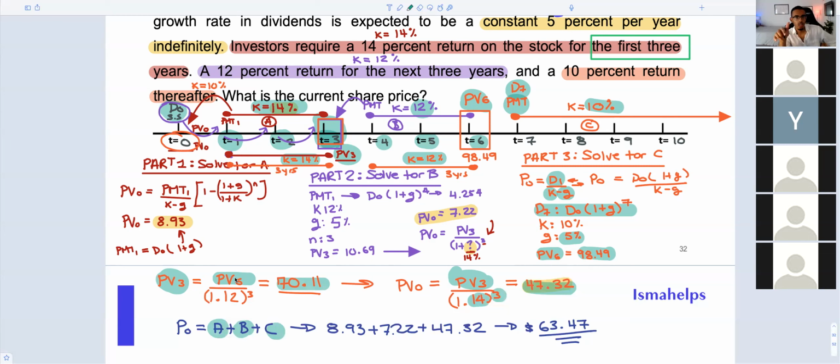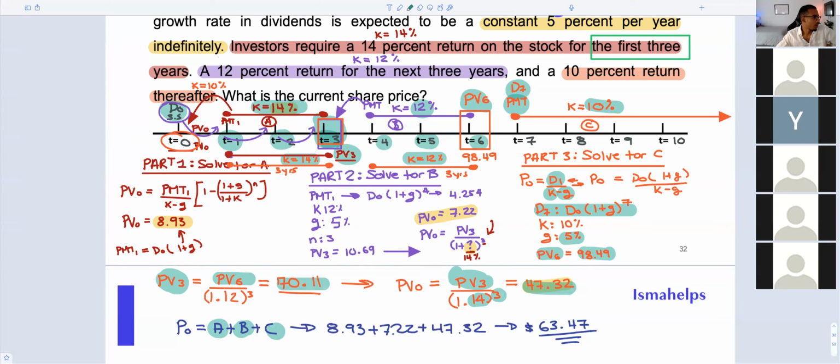Really, the nuance here is understanding that they gave you cues with the amount of years of how you had to divide this onto your timeline. And then you just got to plug and play every single time. And you got to remember, the discount rate is always related to the amount of years that are attached to that discount rate. So I just got to keep that in mind. Okay? So let's move on to the next question. We got more to do.